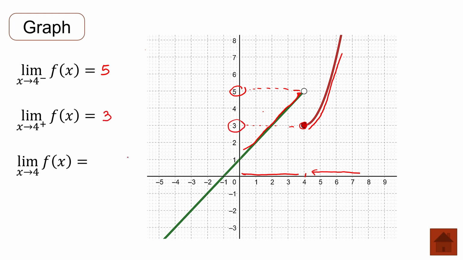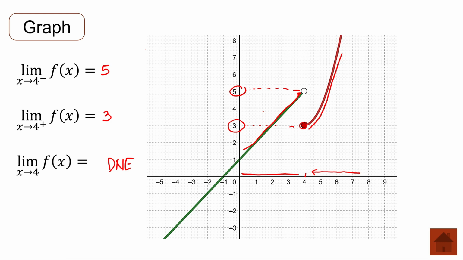Right? Now, this is a very general question. What's the limit of this function as x approaches 4? If that's the question, you have to solve both the left hand limit and the right hand limit, and then you need to compare the two. So here, since 5 is not equal to 3, the limit does not exist. They should be equal for the limit of this function to exist.